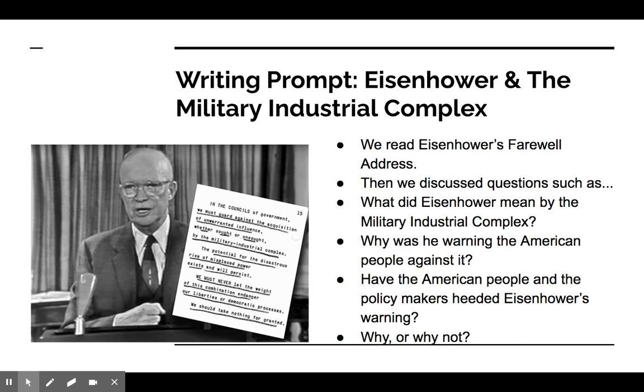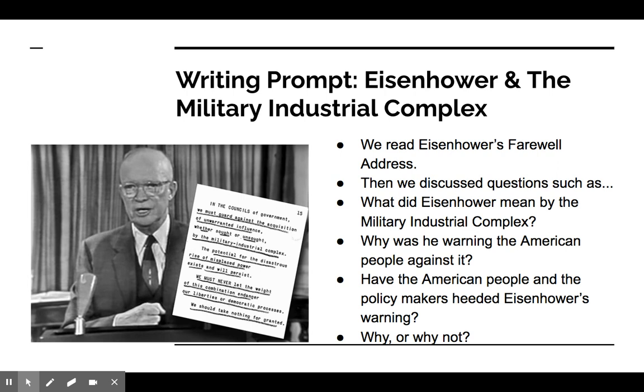And again, what he meant by that was this sort of combination of political and business forces that were working towards establishing an exorbitant amount of defense contracts. And Eisenhower was worried that this combination of power would result in a lessening or a weakening of the nation's democracy or democratic principles. So this is why he was warning the American people against it. And we talked about that.